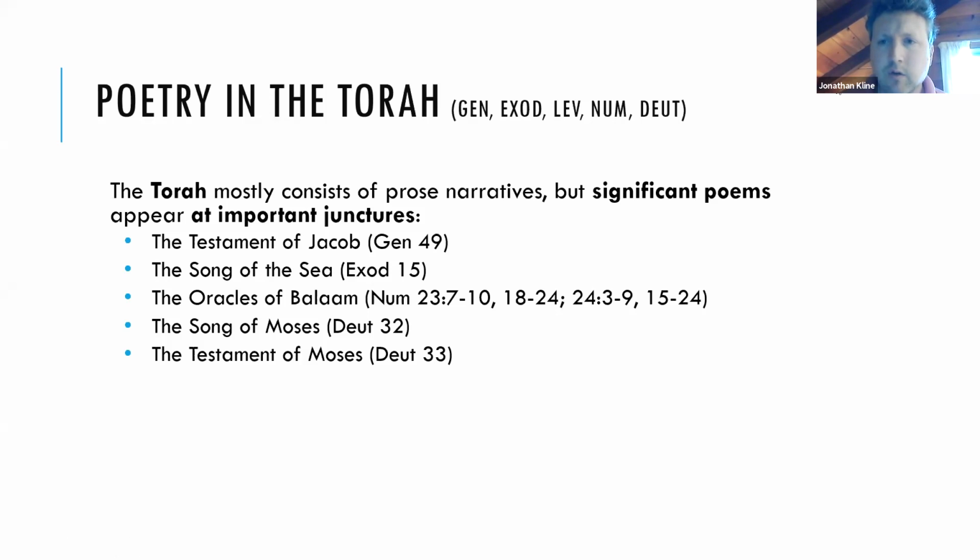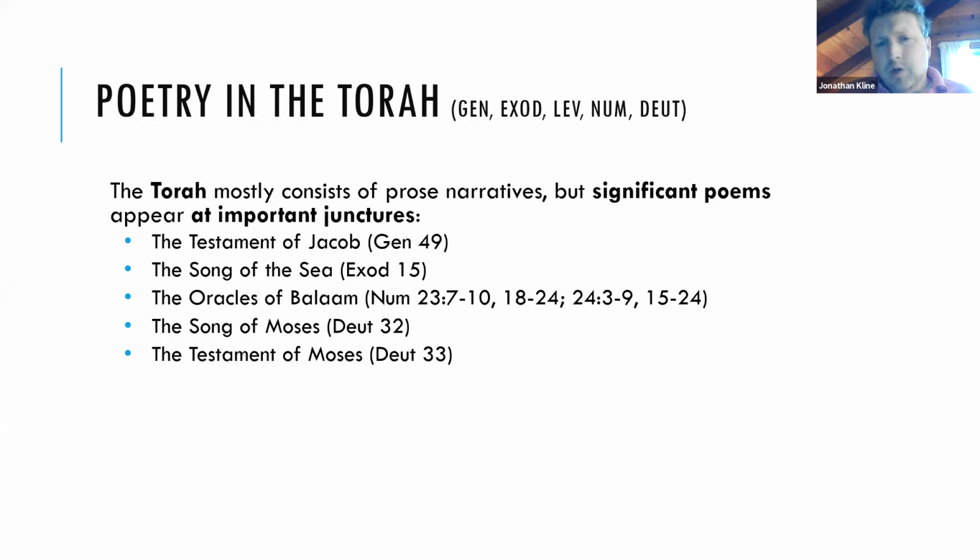Now I'd like to look in a little more detail at what I mentioned before, namely where poetry occurs in the different divisions of the Hebrew Bible canon. So the Torah is also known as the Pentateuch, or the 5 books of Moses. So it's Genesis, Exodus, Leviticus, Numbers, and Deuteronomy. The Torah mostly consists of prose narratives, but significant poems appear at important junctures in the narrative.